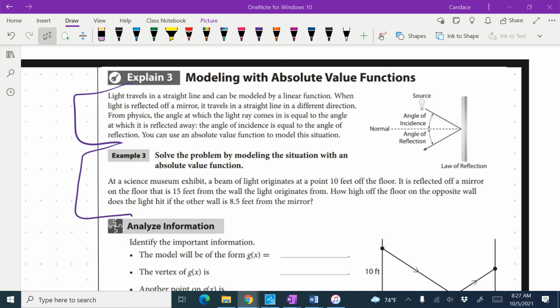So I don't know, do they say straight line angle? Light is reflected in a different direction, from the physics. Really, they give it to you in the picture more than anything else. They didn't define it really well in there. So the angle of reflection and the angle of incidence.